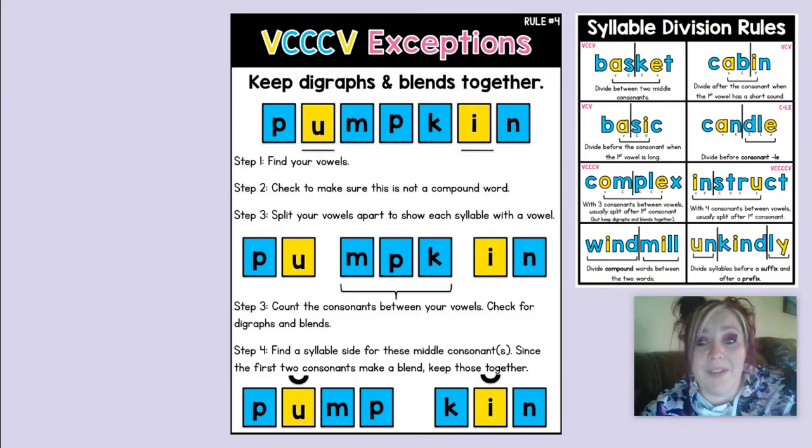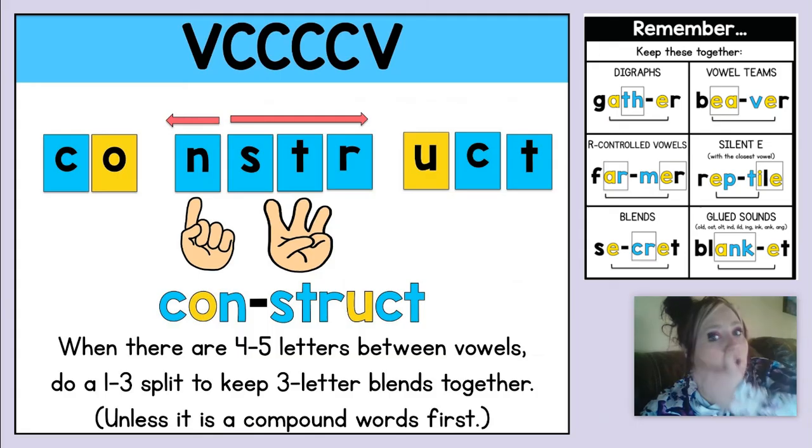We have to remember what part stays together, okay? So we know that the MP, that's another ending blend like jump, pump, dump. That's a blend that has to stay together. So again, ending blends count too. It's not just beginning blends. Keep those together. All right.